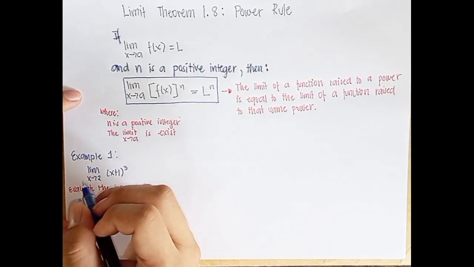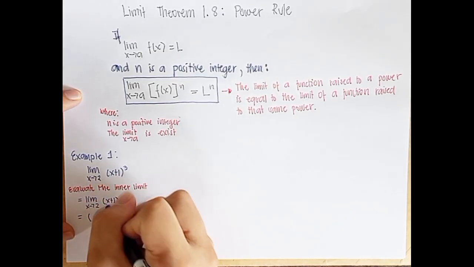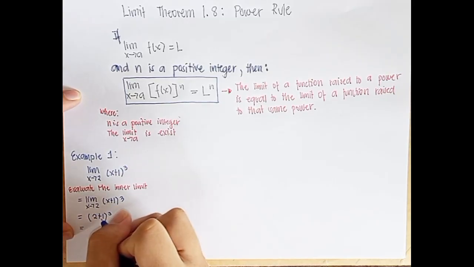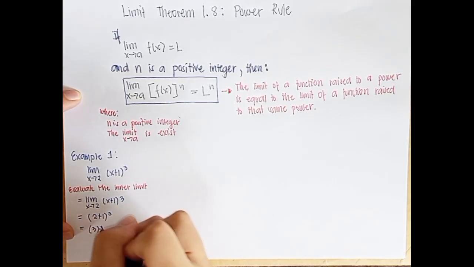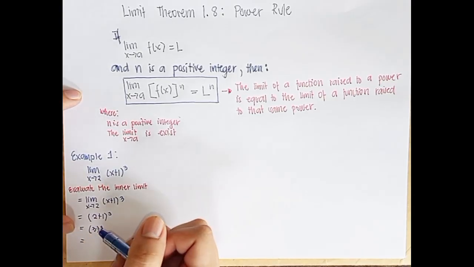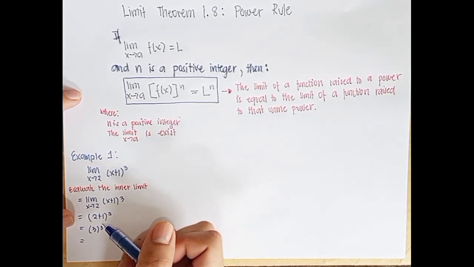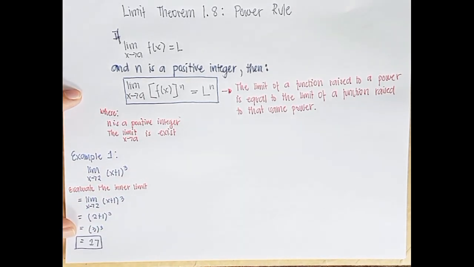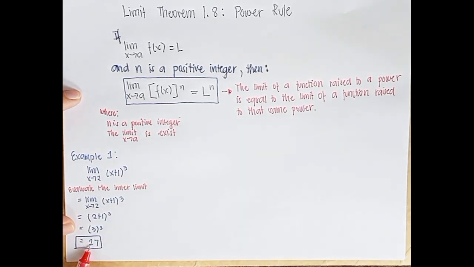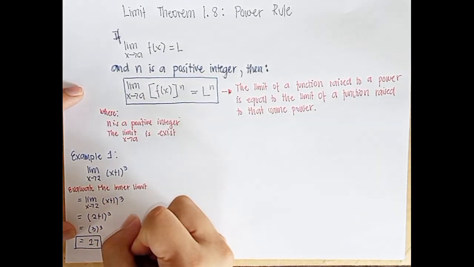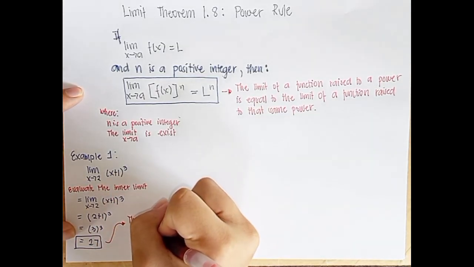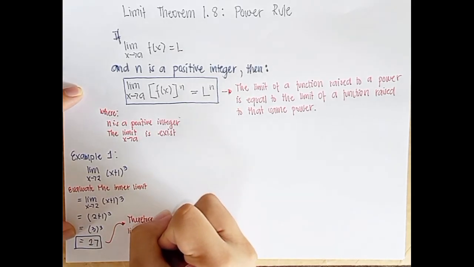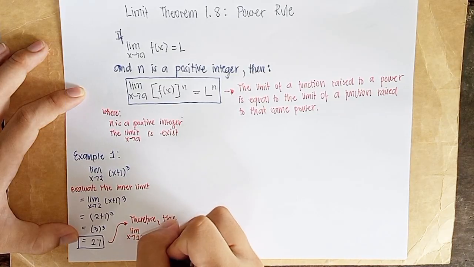Since x is approaching 2, we substitute 2 for the value of x. So it becomes (2 + 1) cubed. 2 plus 1 is equal to 3, then cubed. Now we apply the theorem, which is the power rule. The cube of 3 is simply 27, because 3 times 3 times 3 is equal to 27. Therefore, the limit as x approaches 2 of (x + 1) cubed is simply 27.